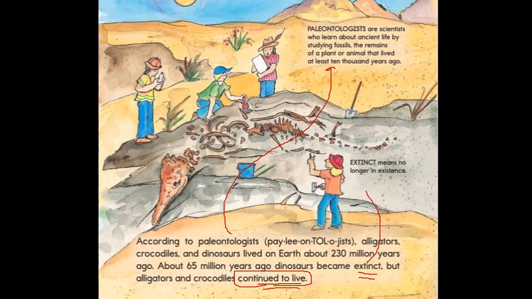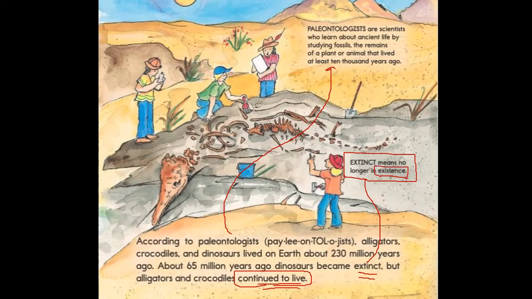Oh, and it looks like there's a clue here. Extinct means no longer in existence. What does existence mean? Now we've got a puzzle because we were just trying to figure out the word extinct. And when we went to the clue to help us, we got another word that was difficult, existence.